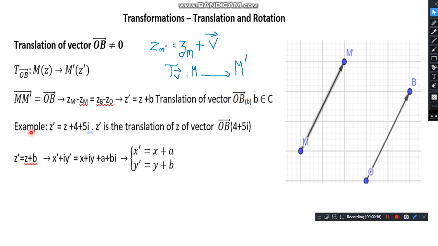Let us take an example. Suppose you have Z prime equals Z plus 4 plus 5i. Here we have a translation from point M to point M prime. So if you have a point M, we're going to find its image M prime under translation of vector 4 plus 5i. In that case, X prime will be X plus 4, as you can see, and Y prime will be Y plus 5.